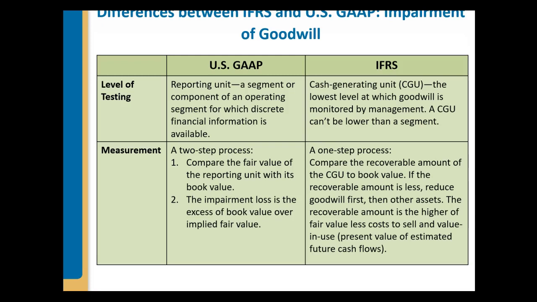Under IFRS, it's just a one-step process. We compare the recoverable amount of the CGU to book value. If the recoverable amount is less, we reduce goodwill first, then the other assets. The recoverable amount is the higher of fair value less cost to sell and value in use, which is called the present value of the estimated future cash flows.